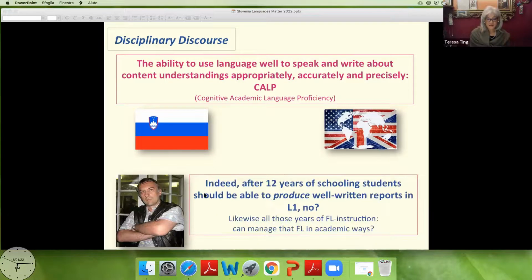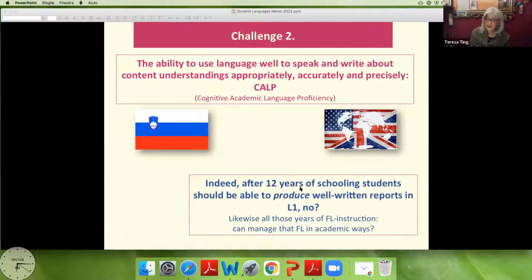And indeed, after 12 years of schooling, students should be able to produce well-written reports in L1. No? At least. And likewise, after all those years of foreign language instruction, they must be able to manage the foreign language in academic ways. Giusto? Because otherwise, why are we teaching them foreign languages for so long? However, this is not a given.